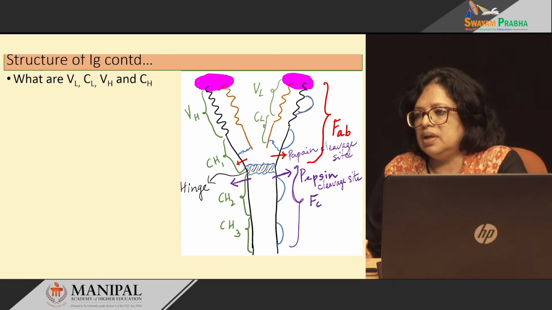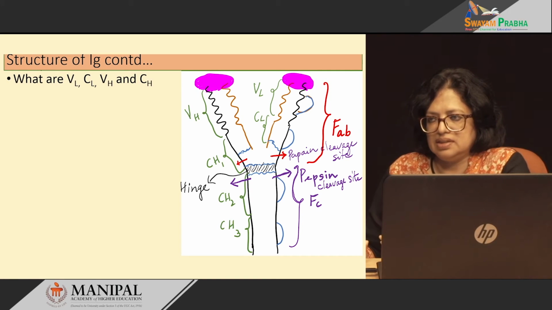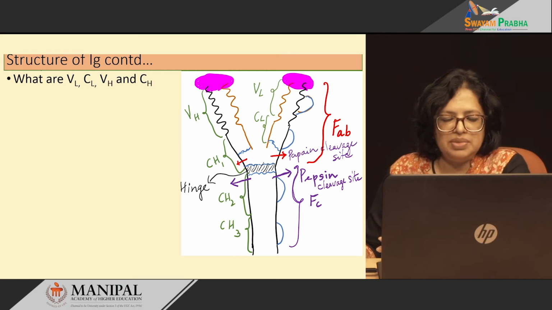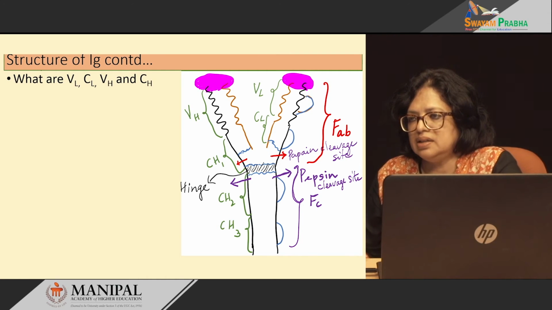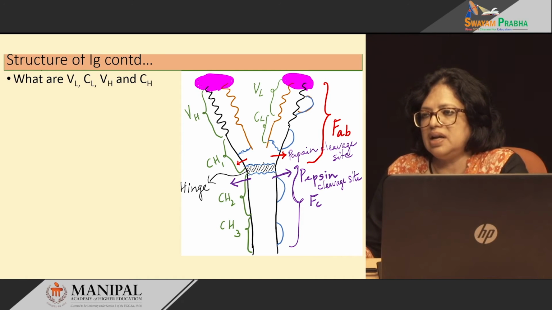Now, if we want to cut the immunoglobulin into pieces and study them, we can use 2 enzymes. One is called papain. The papain cleavage site is indicated with a red arrow.